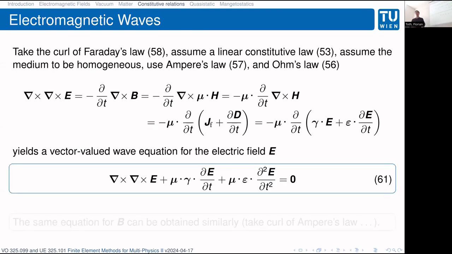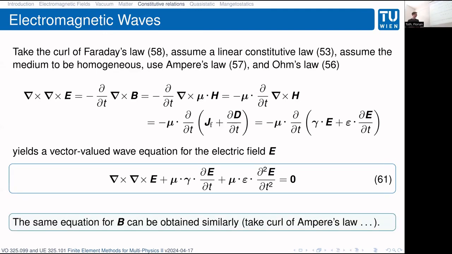And again, we can see the typical structure of a wave equation. So we have a double spatial derivative by the double curl, and we have a double time derivative here. And we have a single time derivative, which actually damps our waves. And in fact, you can obtain a similar equation for B in a very similar manner.